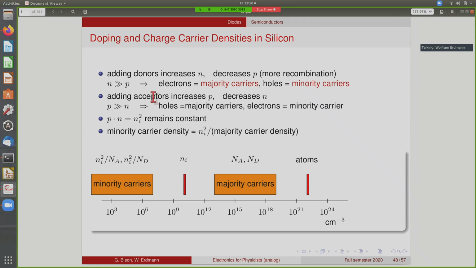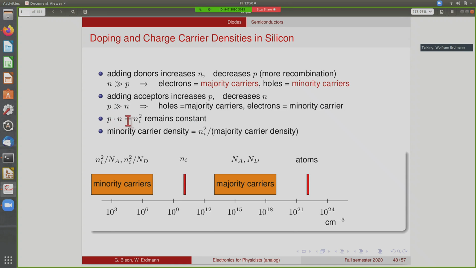The same thing can be done in the other direction. If we add acceptors to a region, then we increase the hole density, denoted by P because they're positively charged, and we decrease at the same time the electron density, which is denoted by N for negatively charged. So now we have P much greater than N, and therefore the holes are now called the majority carriers and the electrons are called the minority carriers.